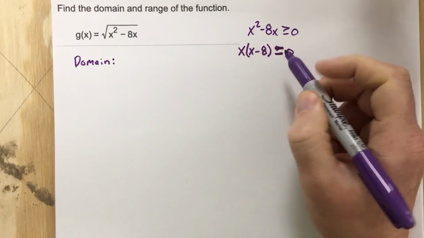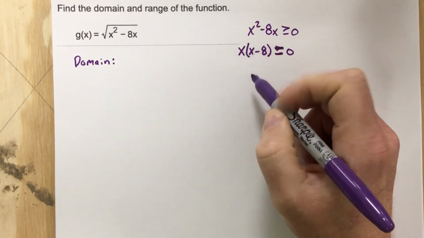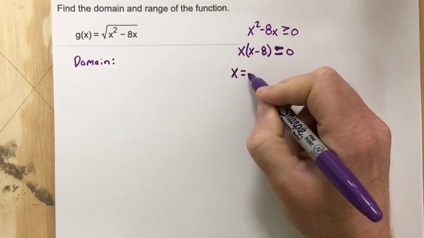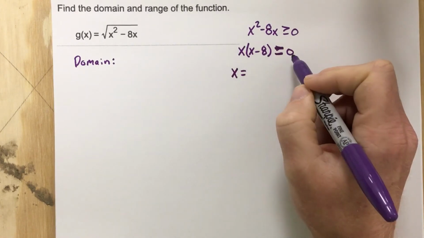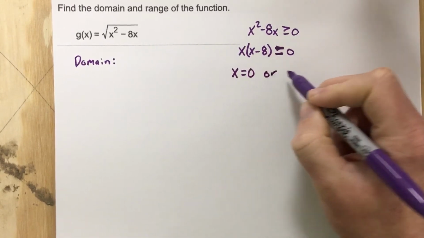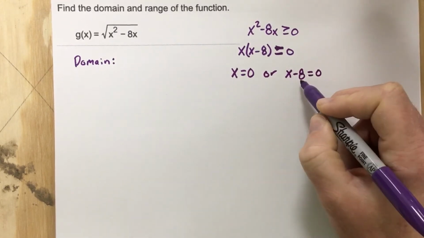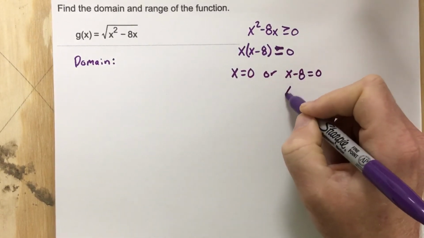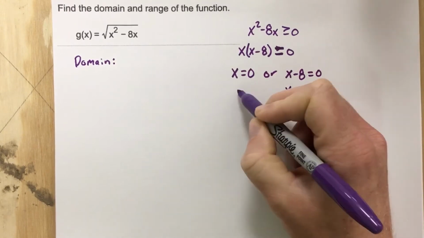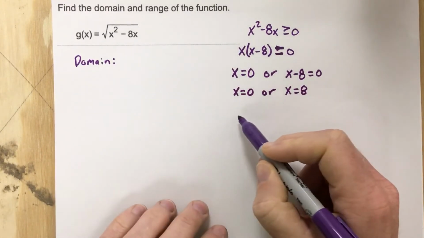So I'm using the equal sign, and I can use the zero product property. That says that if I have two things being multiplied and they equal 0, one of them has to be 0. So x equals 0, or x minus 8 equals 0. Add the 8 over, so I've got x equals 8 or x equals 0. This is where I'll draw the number line.